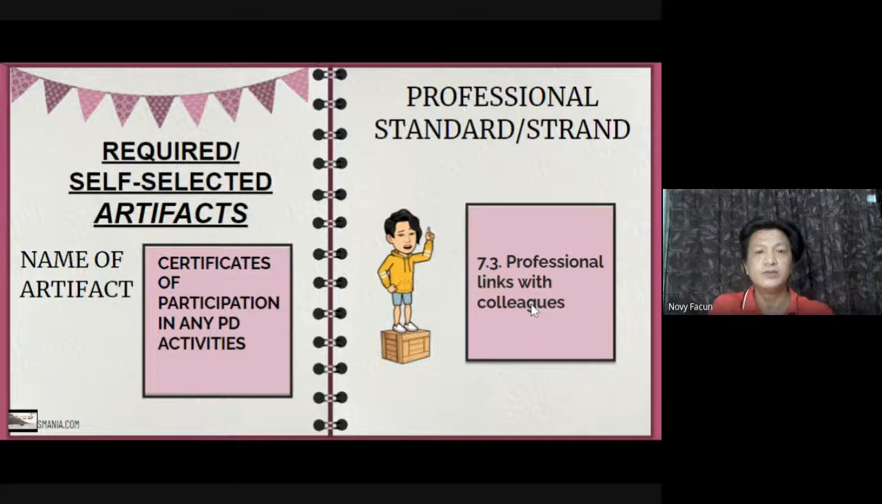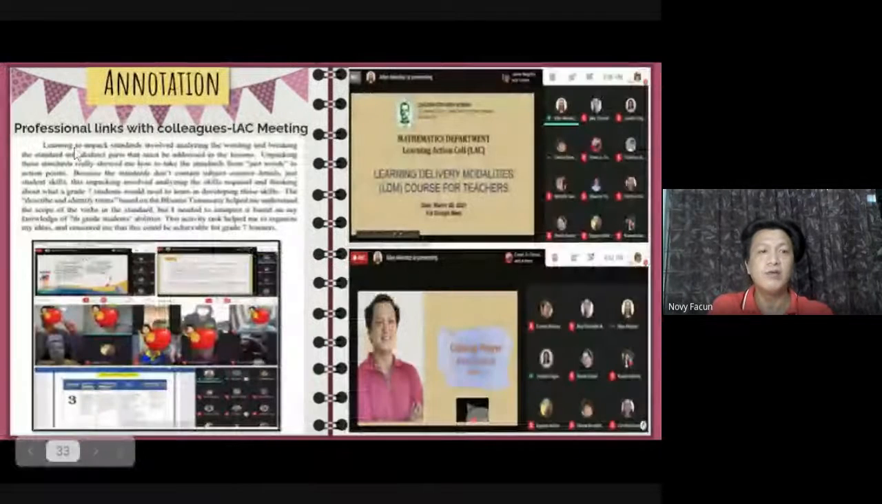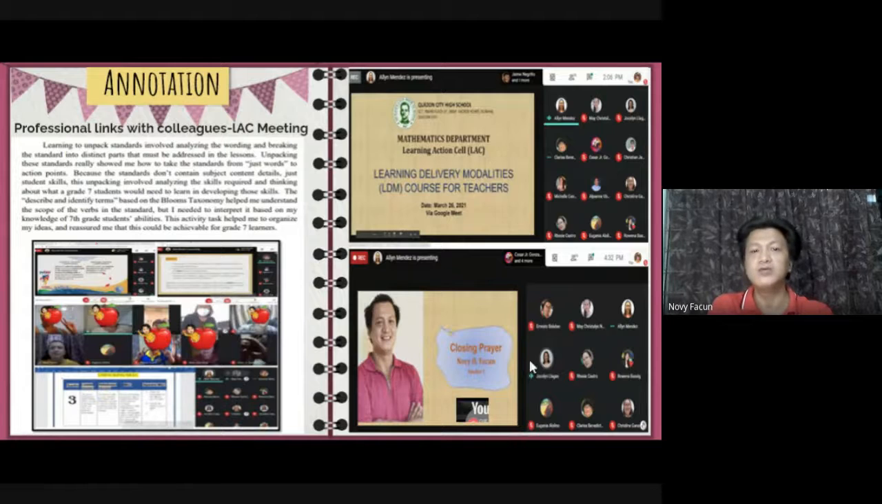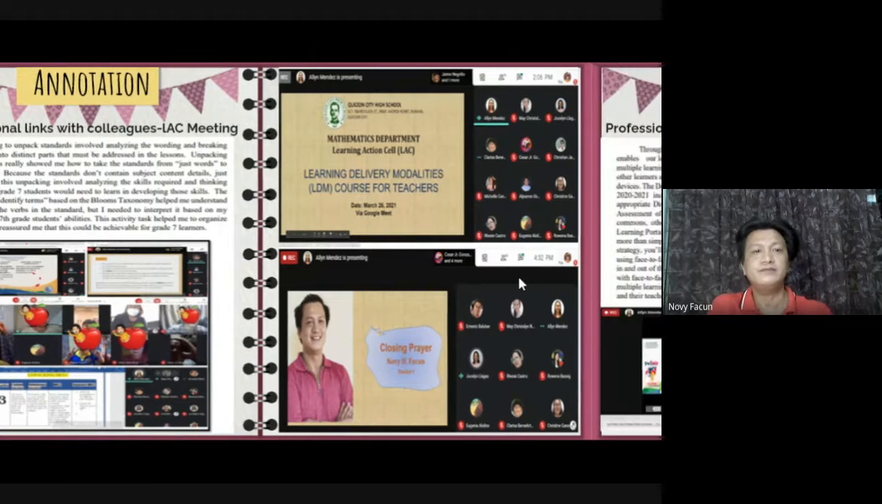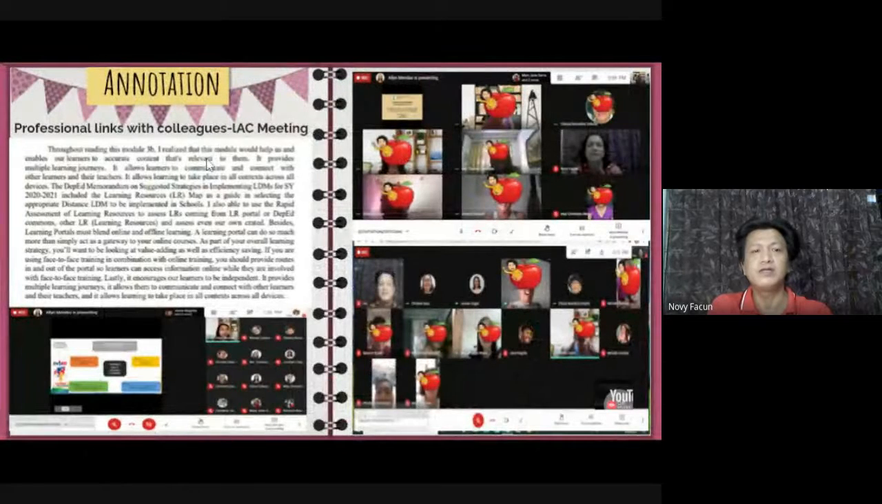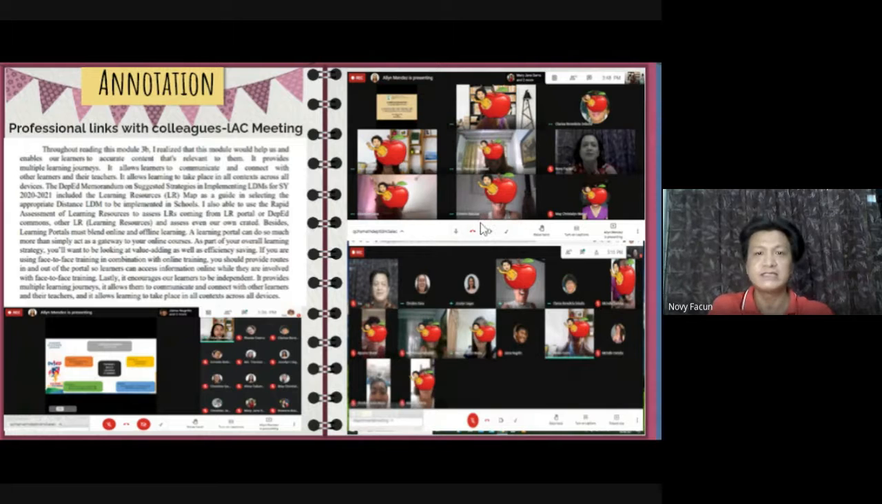So, what are the things we do? Professional links with colleagues, so LAC meeting. So we have proof of attendance, attachment, and our annotation or reflection. Another, we have the professional links with colleagues LAC meeting. So, the proof of attendance, and the annotation or reflection to support your artifacts.